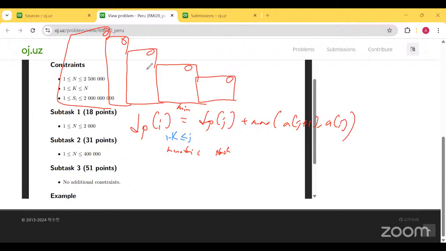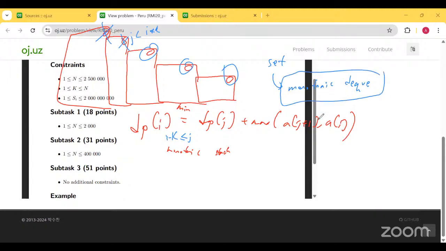Yes, so it means if we use a set, then the complexity becomes n log n, right? Because we need to remove the chain that is less than i minus k, and we want to find the maximum among these. So do you know the deque optimization, monotonic deque? Can we use a monotonic deque for this problem?